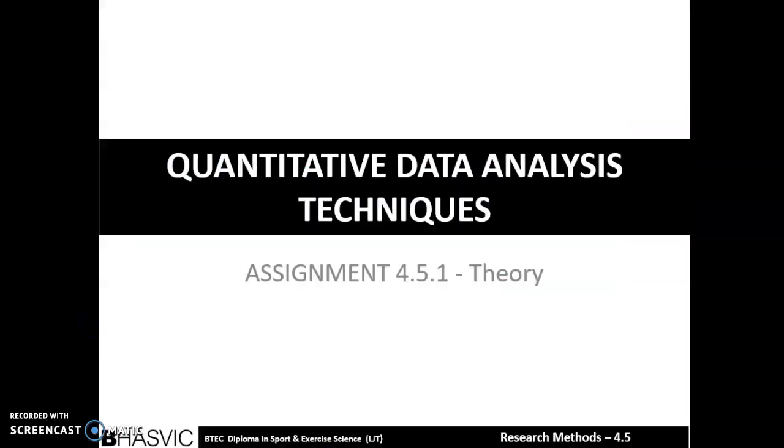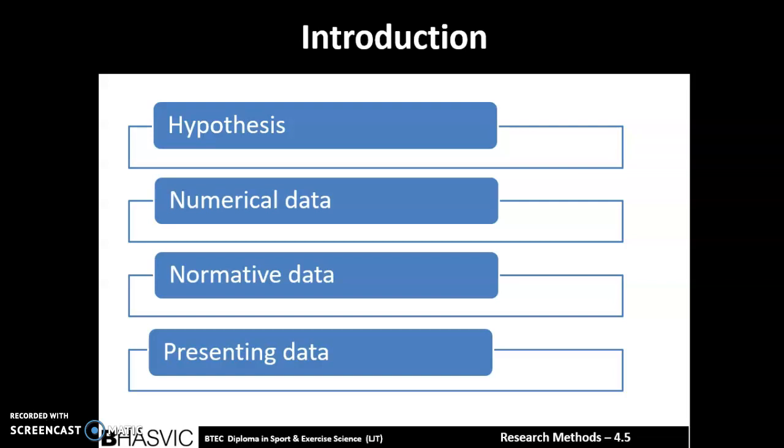This is quantitative data analysis techniques. This is assignment 4.5. This is part one. This is the theory section or organisation section. So the first thing I'm going to talk about is hypothesis.